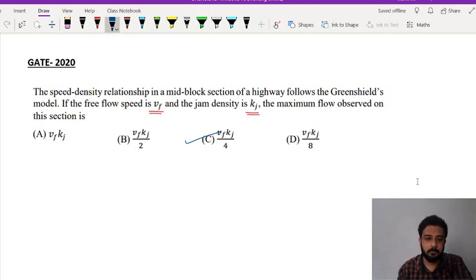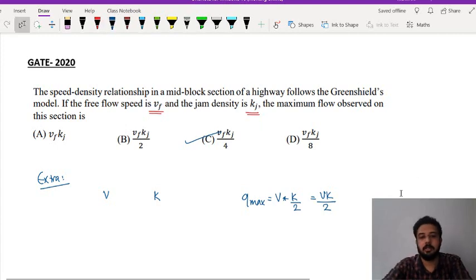In case they are giving the speed at maximum flow is V and the jam density is K, then what will be Q max? Again I repeat, V is the speed at maximum flow, K is the jam density, then what will be our equation? V into K divided by 2. So Vk divided by 2. Like that also they can ask you questions, properly you have to note down, right?